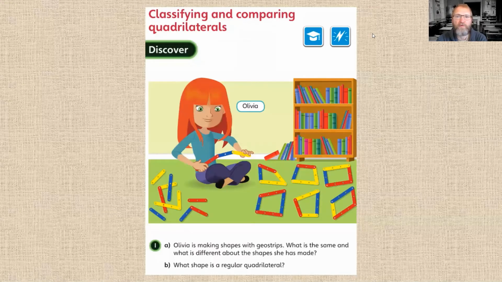Classifying and comparing quadrilaterals. Discover. And there's Olivia, and she's playing with some geostrips, making different shapes. They're all four-sided shapes, which makes them quadrilaterals. Question 1 says, Olivia is making shapes with geostrips. What is the same and what is different about the shapes she has made? And question 1b, what shape is a regular quadrilateral?